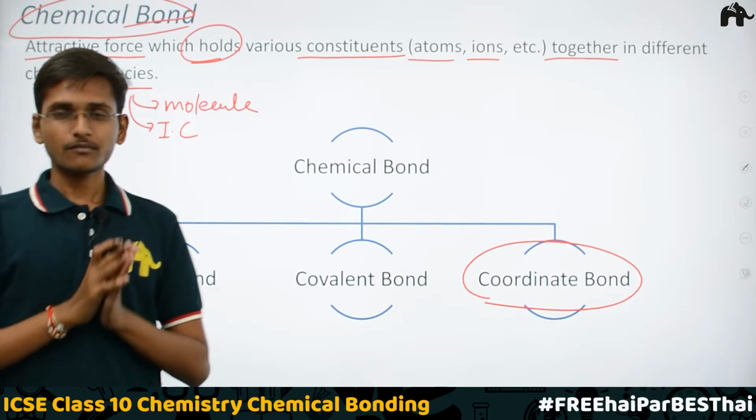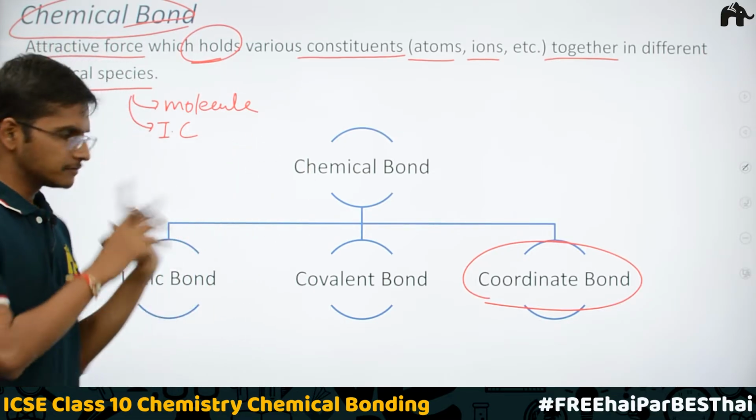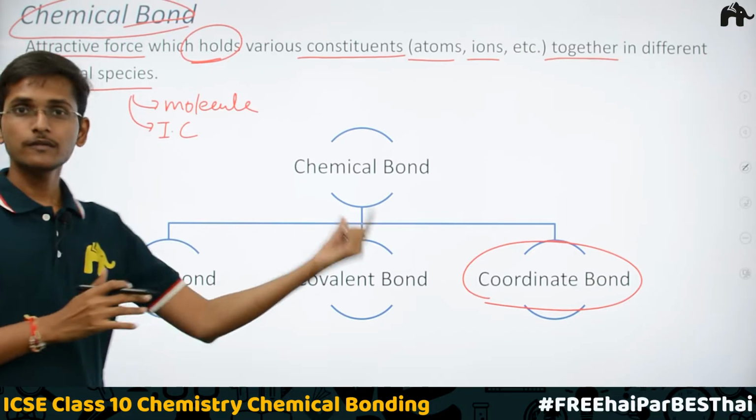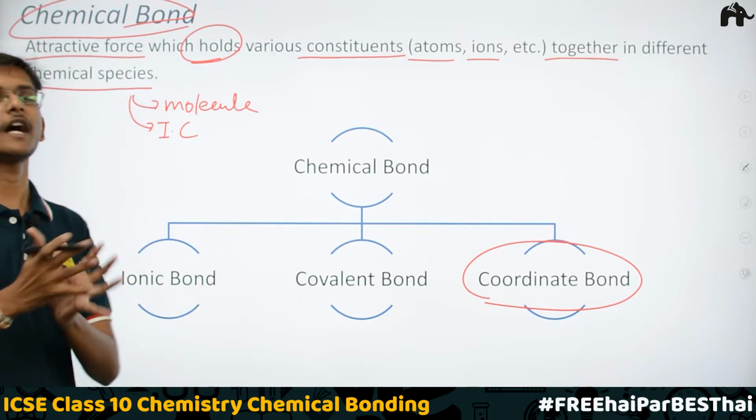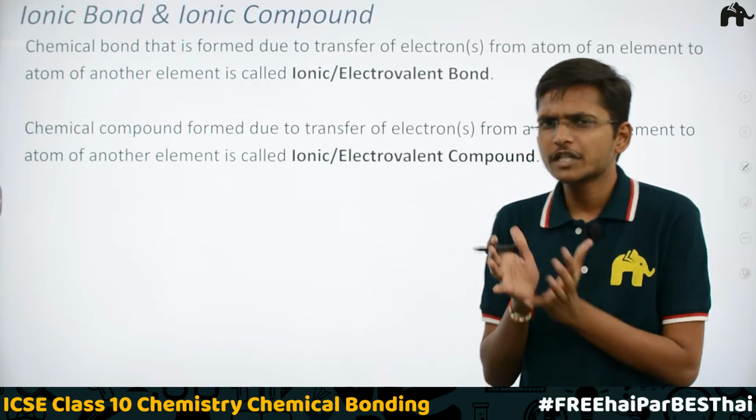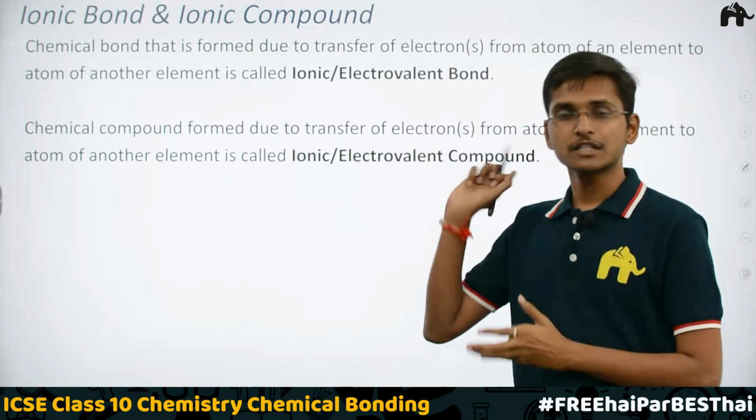Very simple. Now, I have already introduced you to the three types of chemical bonds. Now let's first start with ionic bond, the basics of ionic bond. So let's quickly revise ionic bond and ionic compound.